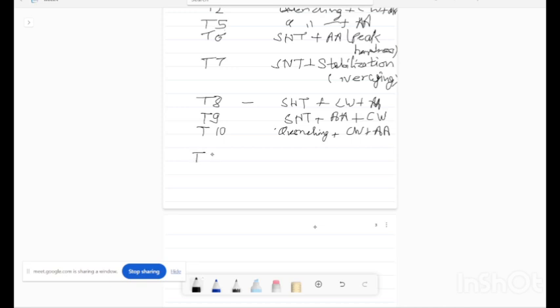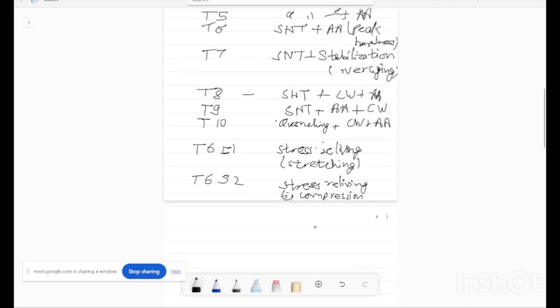Then if the T6 temper is followed by two more digits, T651, it represents stress relieving by stretching, that means stress relieving by stretching to remove the compressive residual stresses, while T652 represents stress relieving by compression to remove tensile residual stresses.